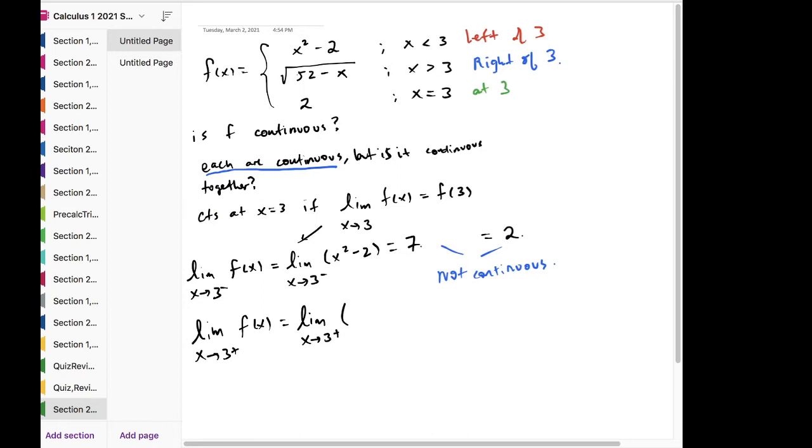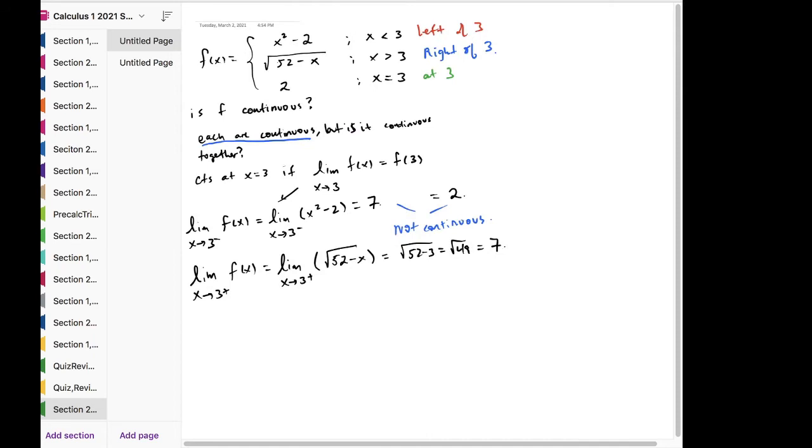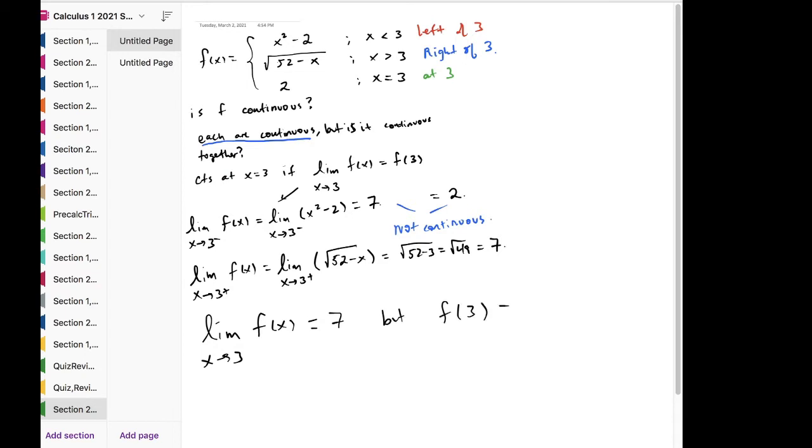Right, so I look at the right of 3, so that's why I look at square root of 52 minus x. And what is that limit? That is also 7, right? This is 52 minus 3, which is radical 49, which is 7. So what does that tell you about the limit? It does exist. So the limit as x approaches 3 is 7, but f of 3 is 2.